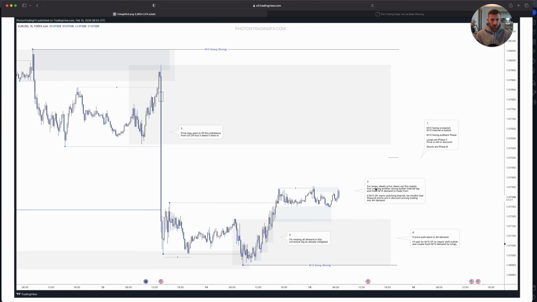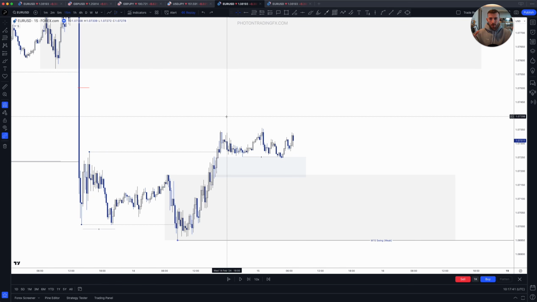So for longs, hopefully you can see it if I zoom in. Ideally, price clears out this supply because this is where price was ranging sideways, right, before the session. I want to see price clear out the supply, creating another strong bullish internal leg, and then fresh M15 demand to trade from. Because otherwise, if we start pulling down, then I'll look for price to get the longs from within here, okay? So all of our members can see exactly those two scenarios we're waiting for.